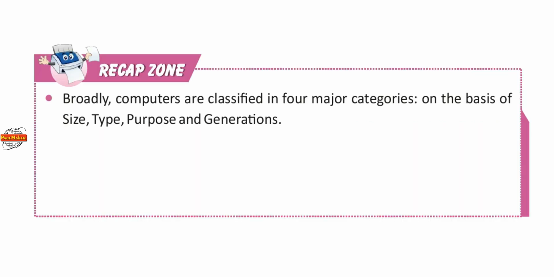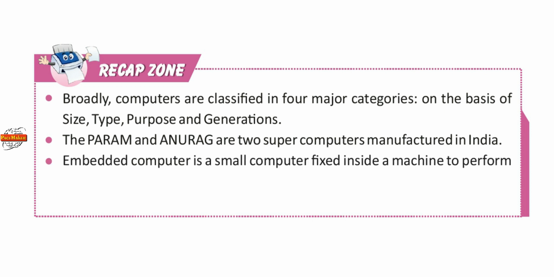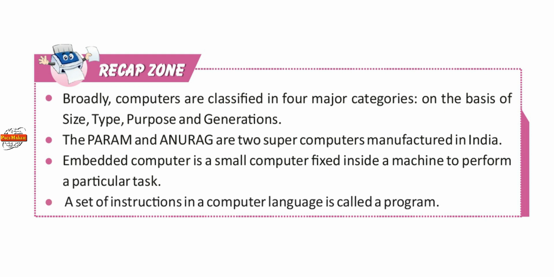Recap zone. Broadly, computers are classified into four major categories on the basis of size, type, purpose, and generations. Param and Anurag are two supercomputers manufactured in India. An embedded computer is a small computer fixed inside a machine to perform a particular task. A set of instructions in a computer language is called a program.